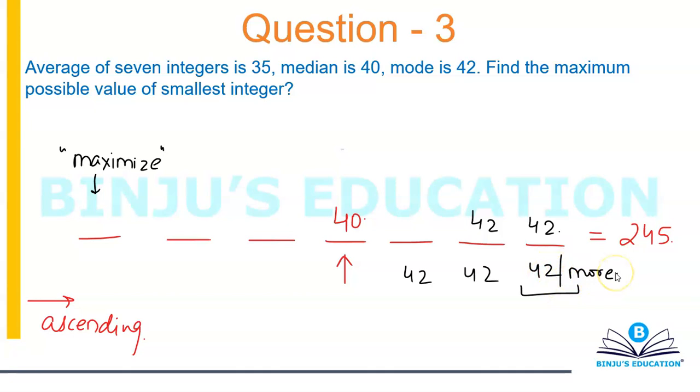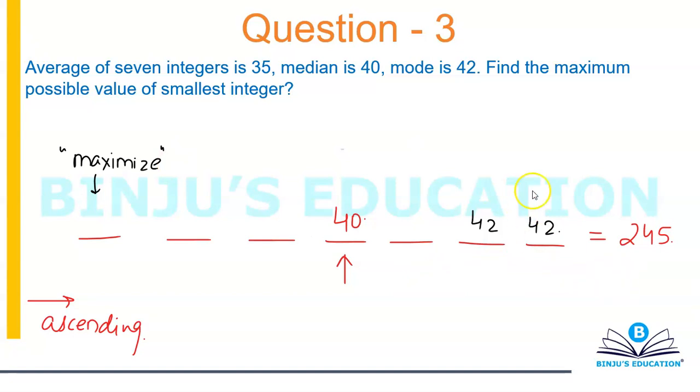The terms have to be in ascending order, because we have taken the median into consideration. When we take the concept of median into consideration, you either arrange terms in ascending order or in descending order. So when it says mode is 42, 42 will come at least twice. If I put 42 just to the right of 40, then at the last blank you will have a number which is 42 or greater than 42.